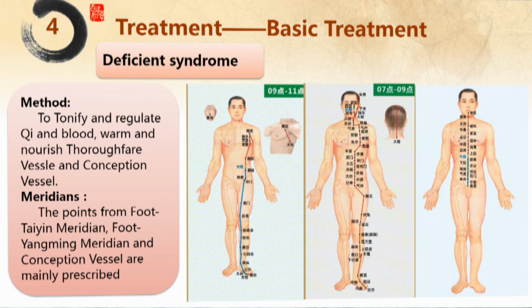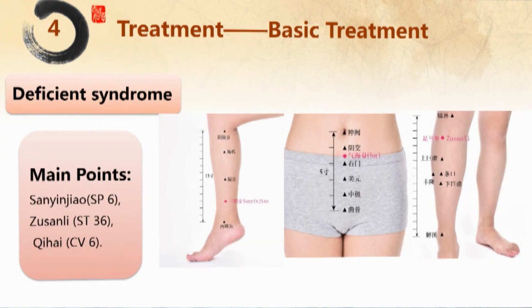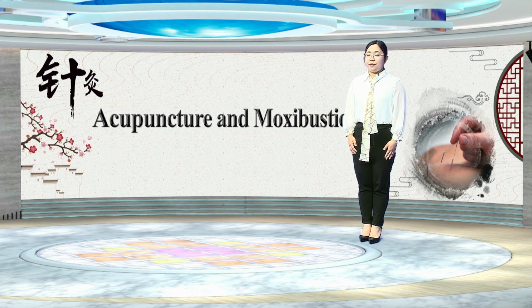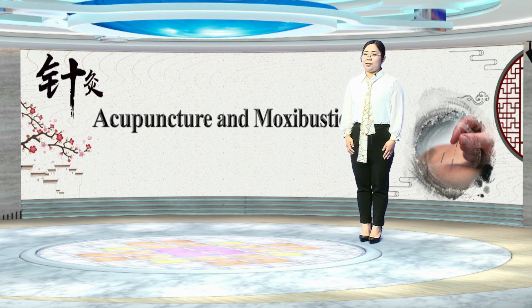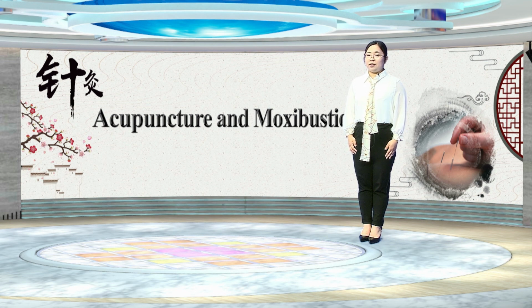In deficient syndrome, the method is to tonify and regulate qi and blood, warm and nourish the thoroughfare vessel and conception vessel. The points from foot Taiyin meridian, foot Yangming meridian, and conception vessel are mainly prescribed. The main points include 三阴交, 足三里 and 气海. 三阴交 and 足三里 are beneficial to reinforce spleen and stomach so as to replenish qi and blood. 气海 is performed with moxibustion to warm the lower abdomen and to regenerate essence and blood. When qi and blood are sufficient, the uterus can be nourished and the flow is smooth in the thoroughfare vessel and conception vessel, so the dysmenorrhea is eased.